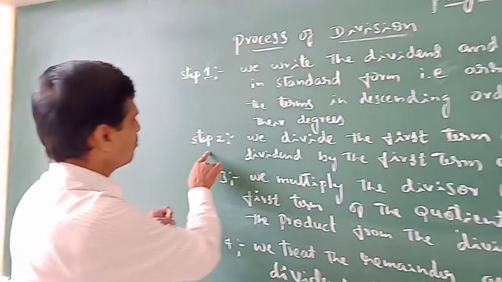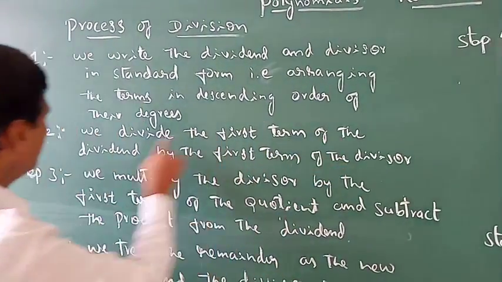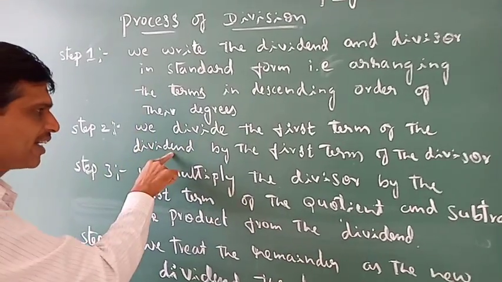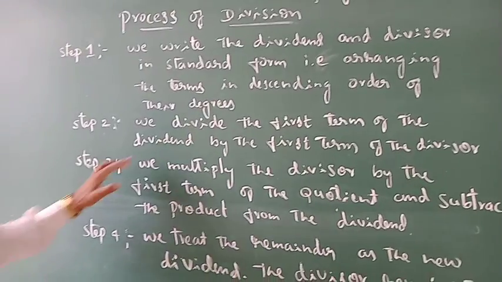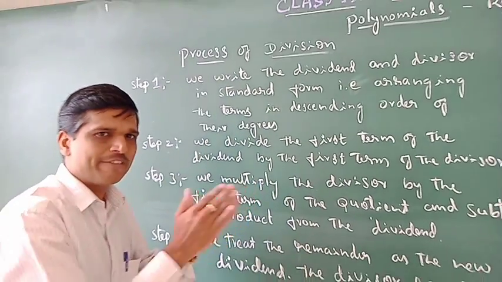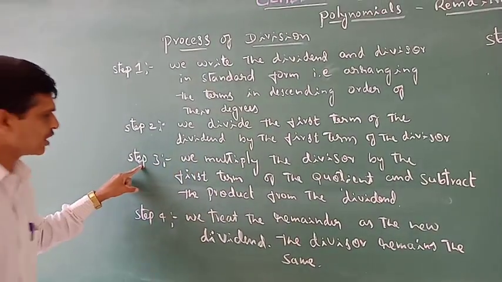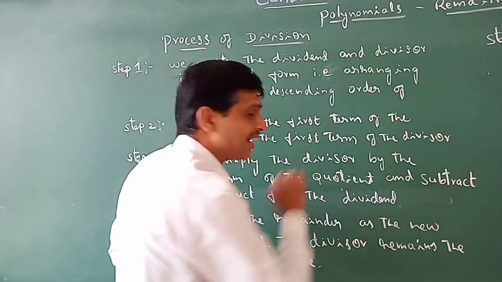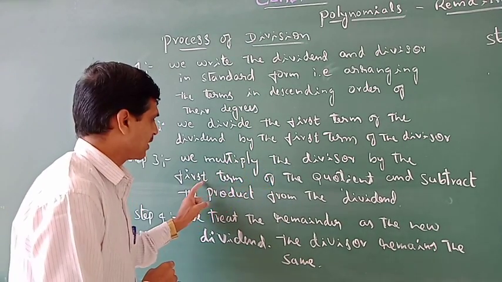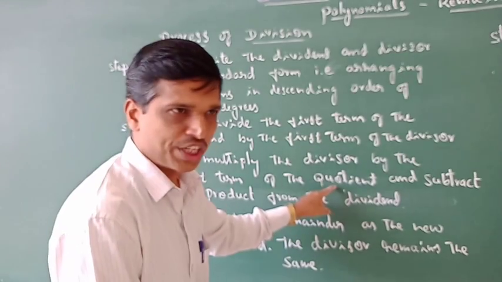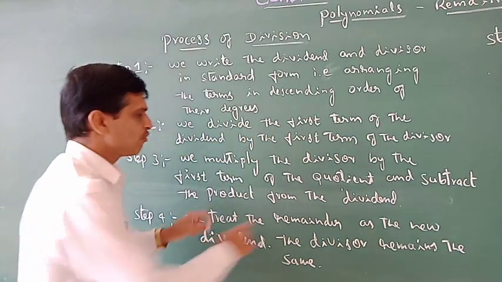In the same way, step number 2, after the first step: we divide the first term of the dividend by the first term of the divisor. So the first term of the dividend is divided by the first term of the divisor, giving the first term of the quotient. Now step number 3: we multiply the divisor by the first term of the quotient and subtract the product from the dividend.